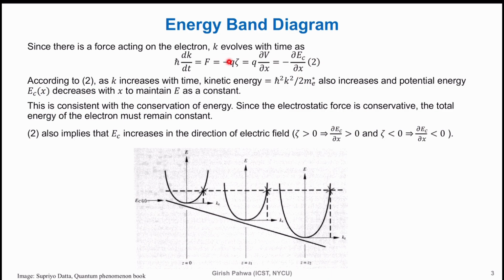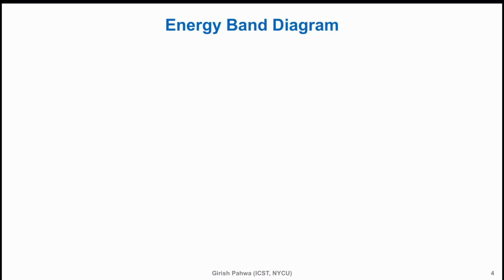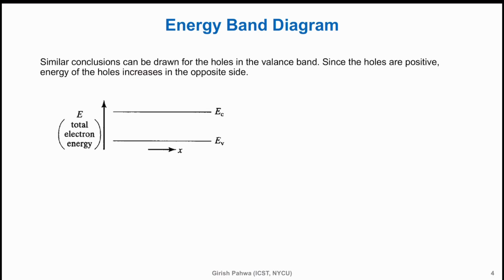Or you can say that whenever I move in the direction of the electric field, my EC will increase. Whenever I move opposite to the direction of the electric field, my EC will decrease. Okay, remember this thing. It will be very useful. Now let's complete our energy band diagram. We have seen that the total energy, if I plot that as a function of x, is going to give me the energy band diagram, but it can be the conduction band edge or the valence band edge. Both can be there.